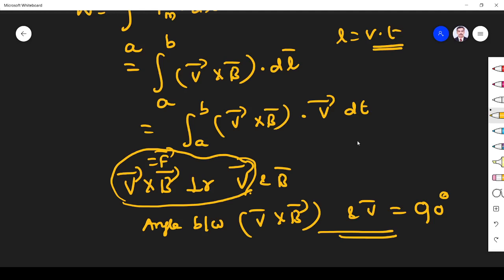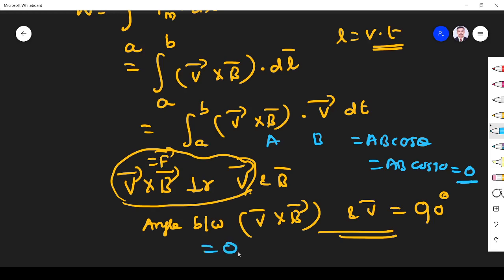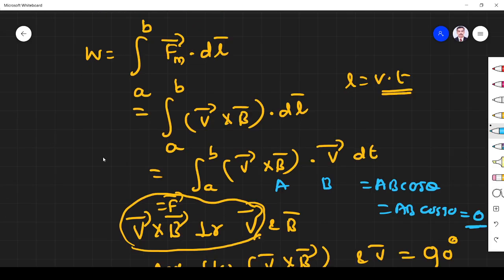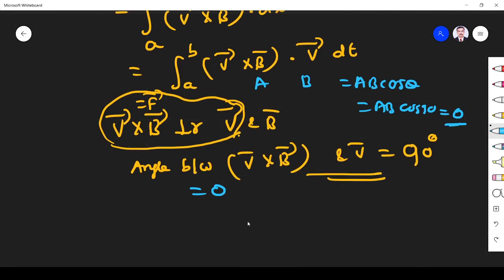See, let us assume that it is A vector, it is B vector. What is that? AB cos theta, theta is angle between A and B. What is the angle between V cross B and V? 90. So AB cos 90, that is equal to 0. So what is the answer we get? 0. So this work done is 0.